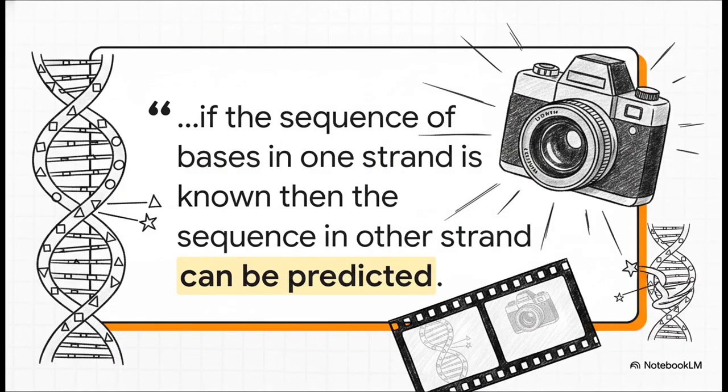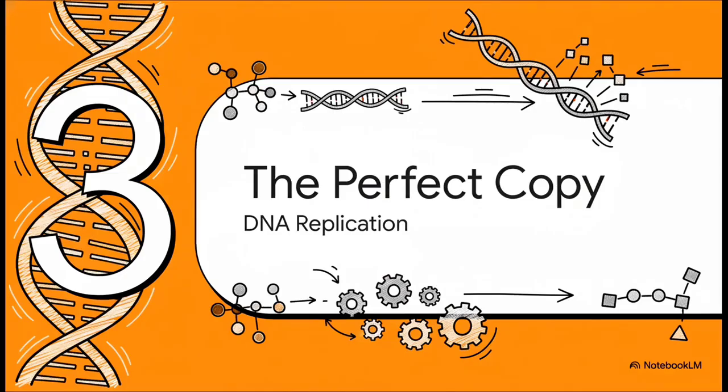And this is where the pure genius of the design comes in. Because of that super strict A to T, G to C pairing rule, the two strands are perfect complements to each other. So if you know the sequence of letters on one side, say A, G, G, T, C, you automatically know the other side has to be T, C, C, A, G. It's like having a perfect photographic negative. The structure itself is practically screaming, "Hey, you can copy me!" Okay, so the structure is basically begging to be copied.